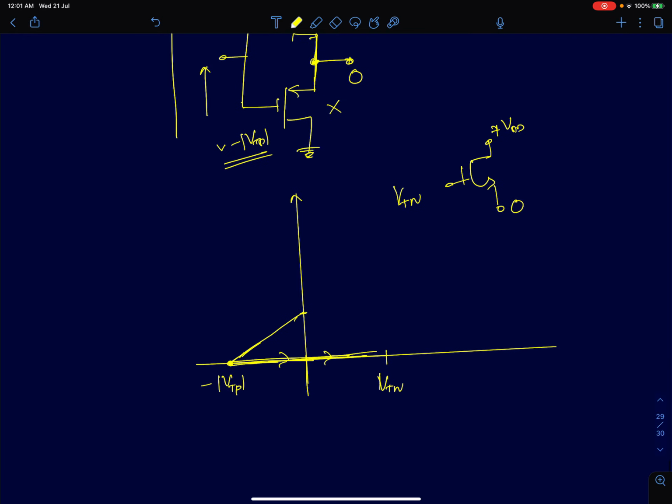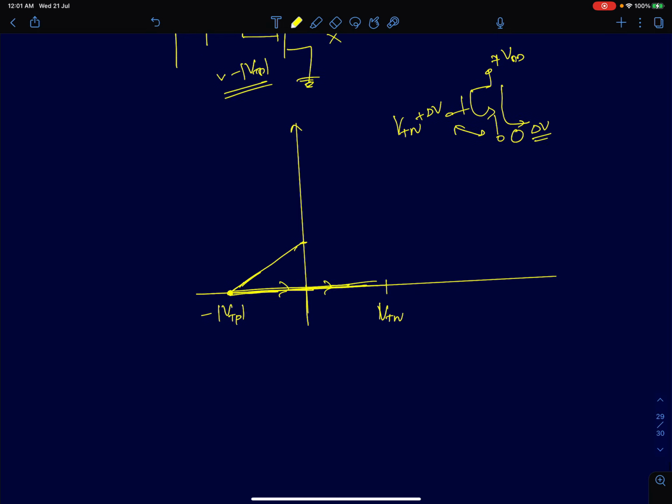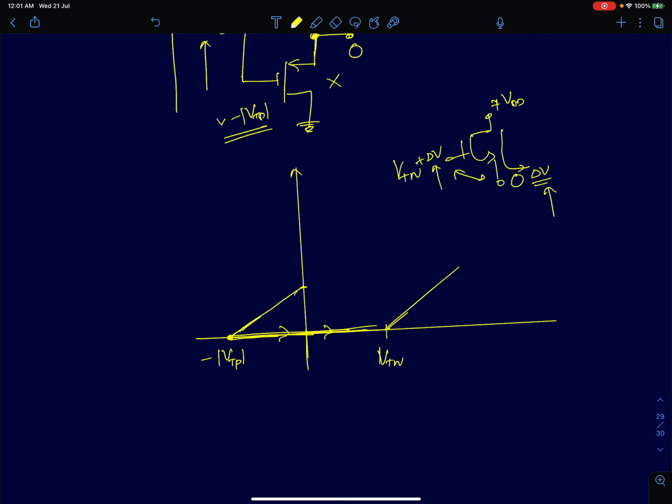At this point it will start conducting. So you increase this by a delta V, output will also increase by delta V, because until it reaches delta V, it will keep on charging, it will keep on providing some charging current. When the output becomes delta V, then you have 1 VT across the PMOS and NMOS, and it will no longer conduct. So output is going to increase with a slope of 1. So for a delta V increase in the input, there is a delta V increase in the output. So it will keep increasing.